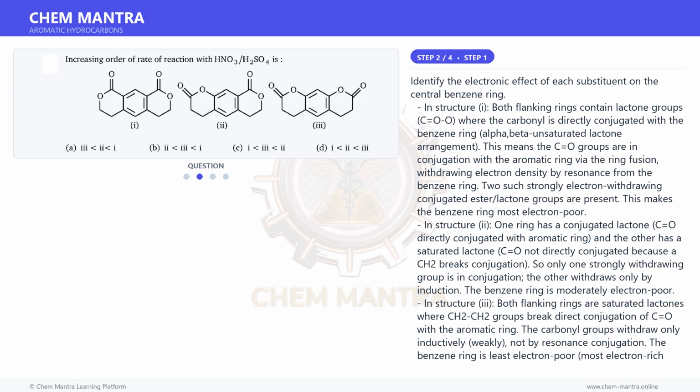In structure 3, both flanking rings are saturated lactones where CH2 groups break direct conjugation of C=O with the aromatic ring. The carbonyl groups withdraw only inductively, weakly, not by resonance conjugation. The benzene ring is least electron-poor, most electron-rich among the three.